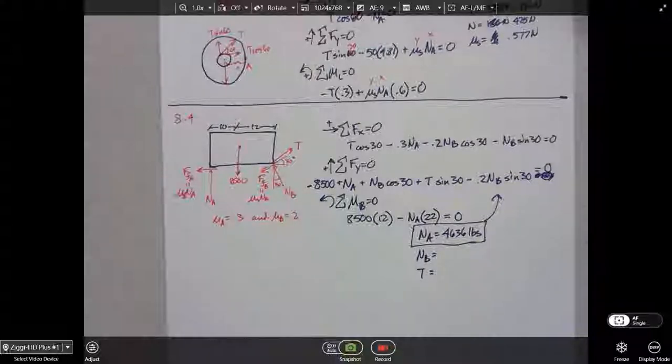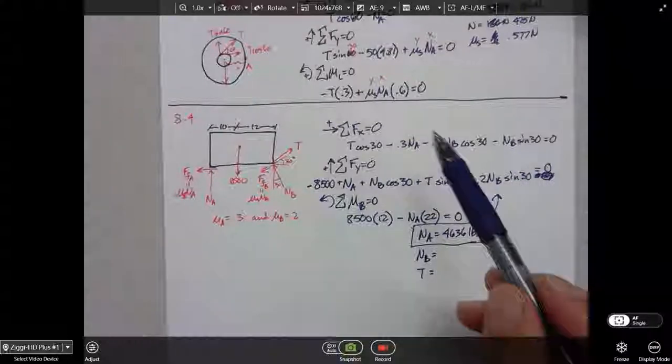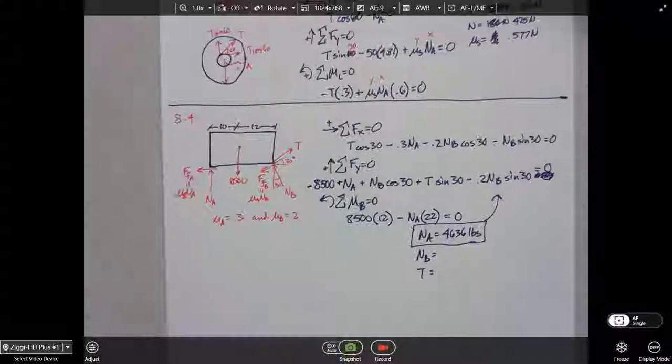We don't need to, right? Because we only have 3 unknowns, T, NA, and NB. And so with 3 equations, we should be able to solve it. Yep.